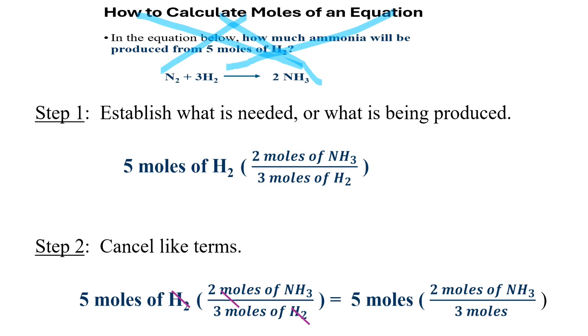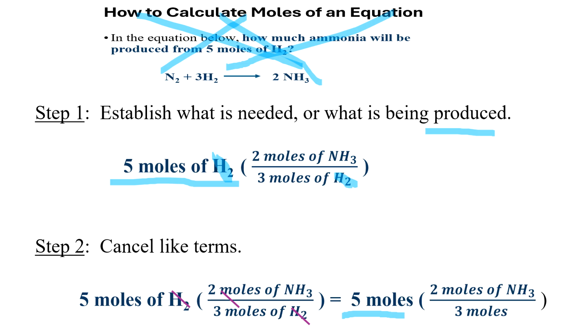Now, have you noticed something in common? This hydrogen and this H2, they cancel out. So it's established what is needed or what's being produced, and you had 5 moles over here because that's what needs to be produced. Then you saw that this was common, H2 and H2, and like step 2 tells you, you cancel them out. Now you have 5 moles, you have 3 moles because H2 is gone, and you have 2 moles of NH3.